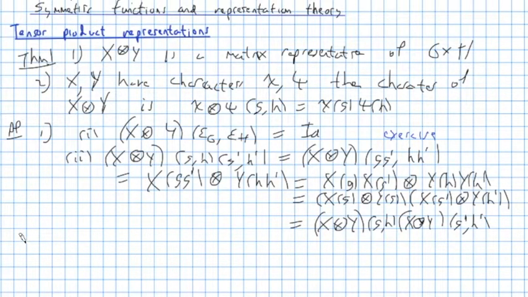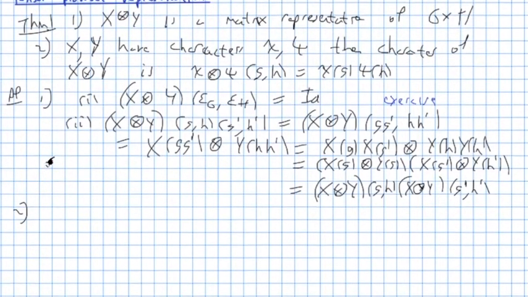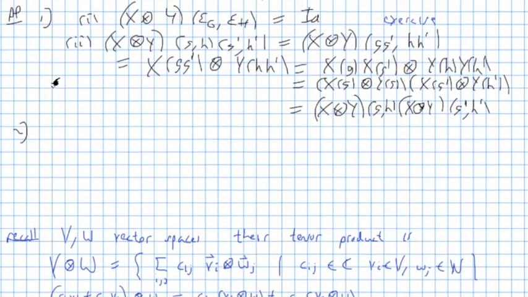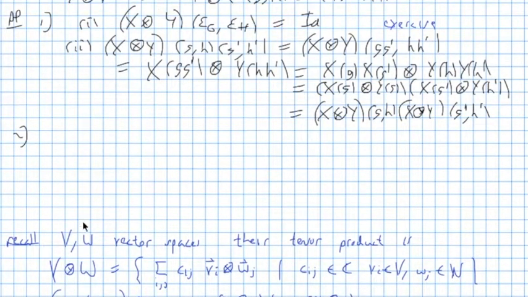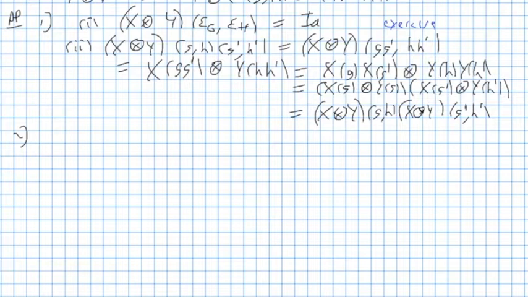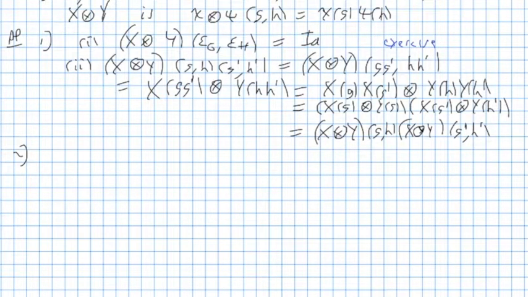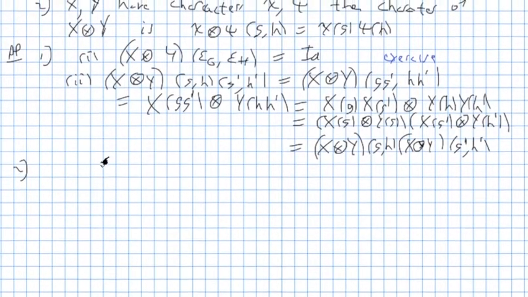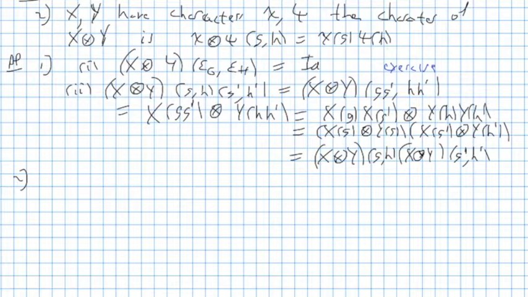Okay, now for the second part, about the characters. So let's talk a little bit about the characters. That out of the way, we need to show that the character of the tensor product is a product of the characters. Okay, so we need to show this. Let's do that.